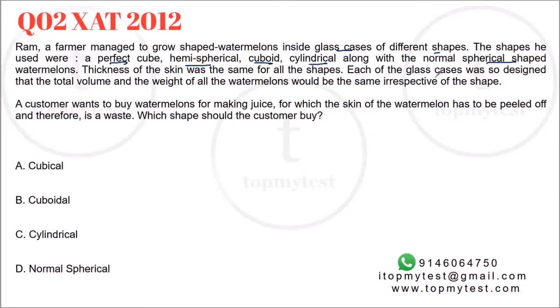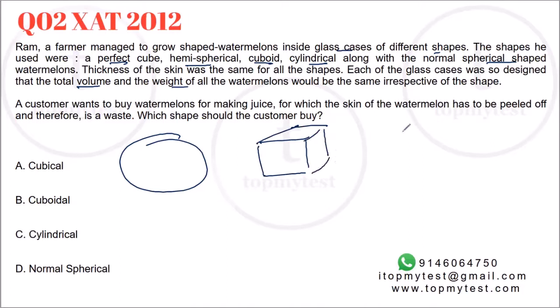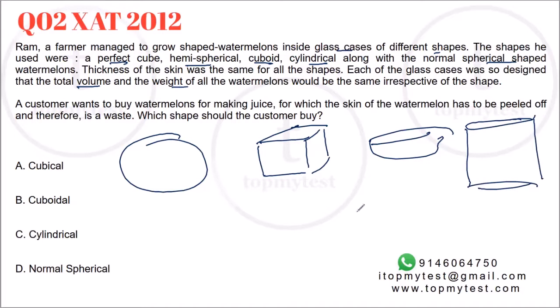Each of the glass cases was so designed that the volume and the weight of the watermelon would be the same irrespective of the shape. So whether you grow it in a spherical part, a cubical part, a hemispherical part, a cylindrical part, or a cuboidal part, irrespective of how you grow, all these watermelons have the same size in terms of volume as well as weight. The shapes are different, but the volume and the weight is the same.